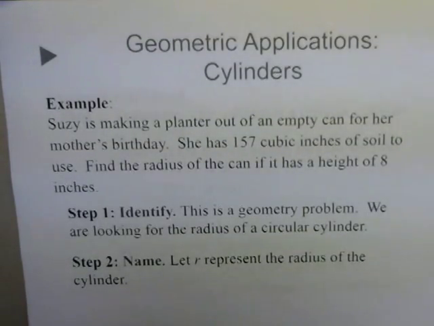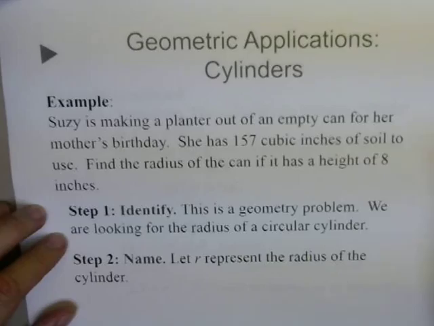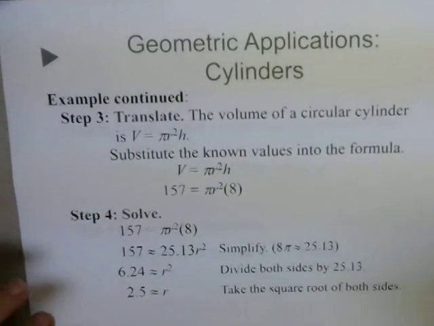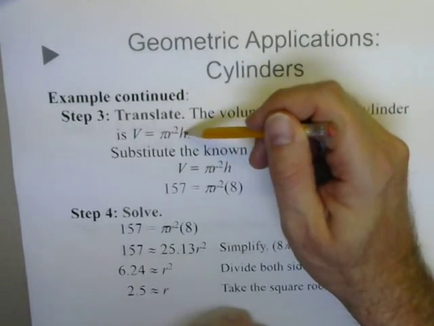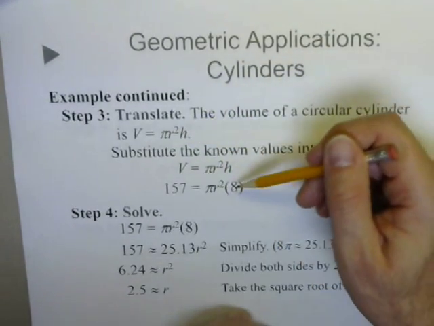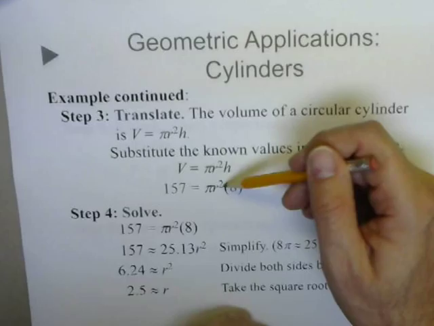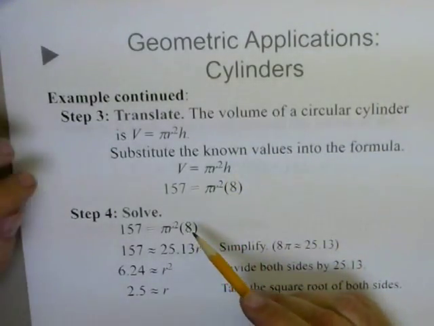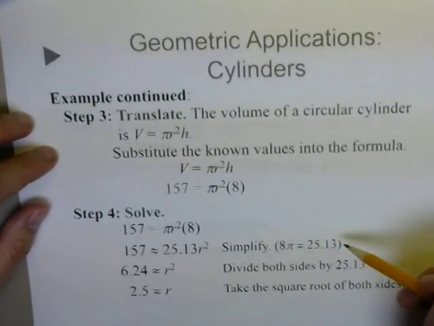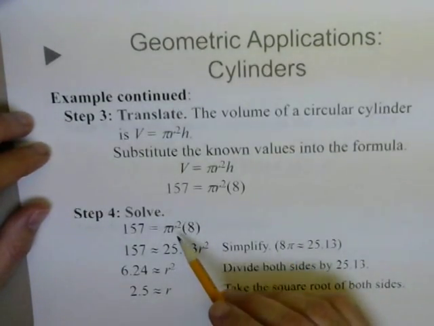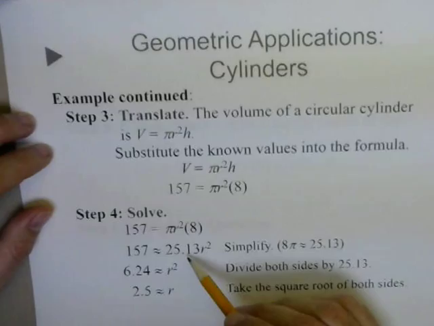Okay, so in this case we're dealing with cylinders, right? We want r to represent the radius of the cylinder. Remember, the volume of a cylinder is just pi times the radius squared times the height. We're given the height and the volume, and we want to find the radius. So solving for r, if you take 8 times pi, or you use 3.14 for pi, that will give you a value of about 25.13.